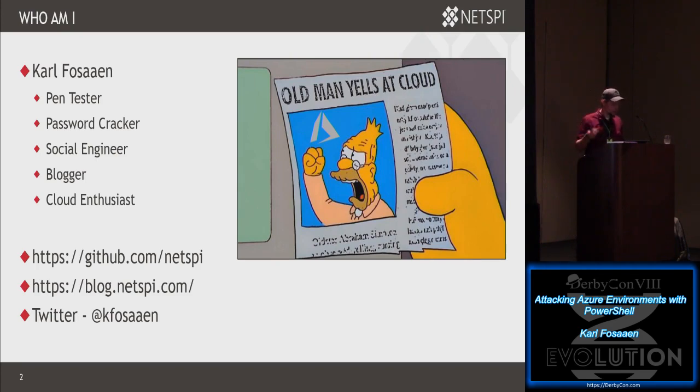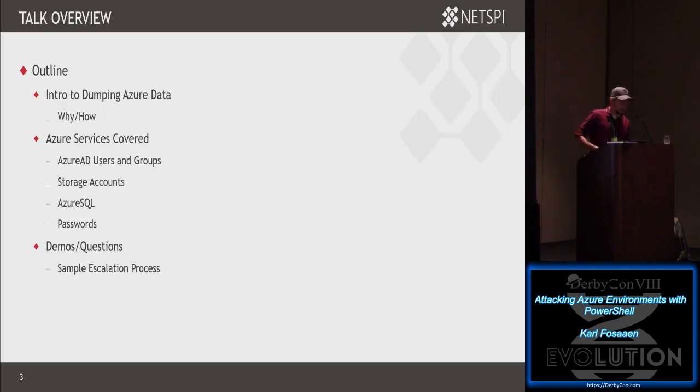But do password cracking, social engineering. You can find me on the NetSpy blog, blog.netspy.com. And a lot of the information that we're talking about today, we've actually got blog posts up already that cover some of this stuff. So if you've read those posts, it'll be a little bit of the same info, but a couple of new things that haven't made it out to the blog yet. Cloud enthusiast is a strong word. I spend a lot of time in the cloud, but there's some interesting stuff. You can also find me on Twitter at @kfosaaen, where I'll be tweeting about this kind of stuff.